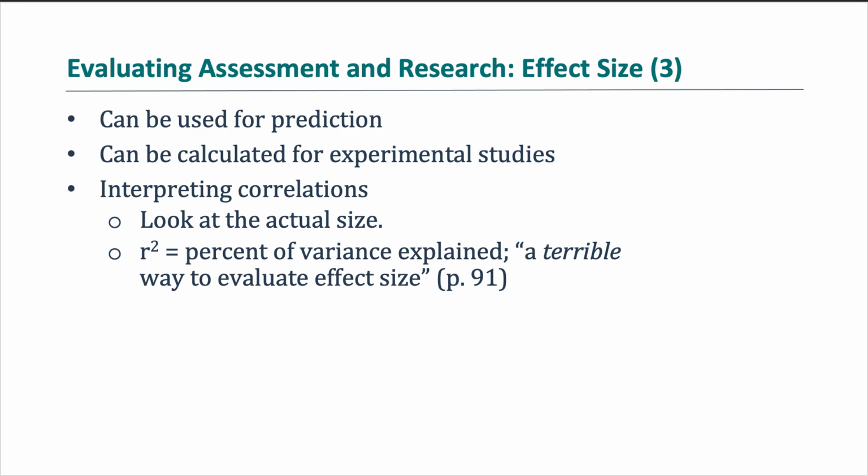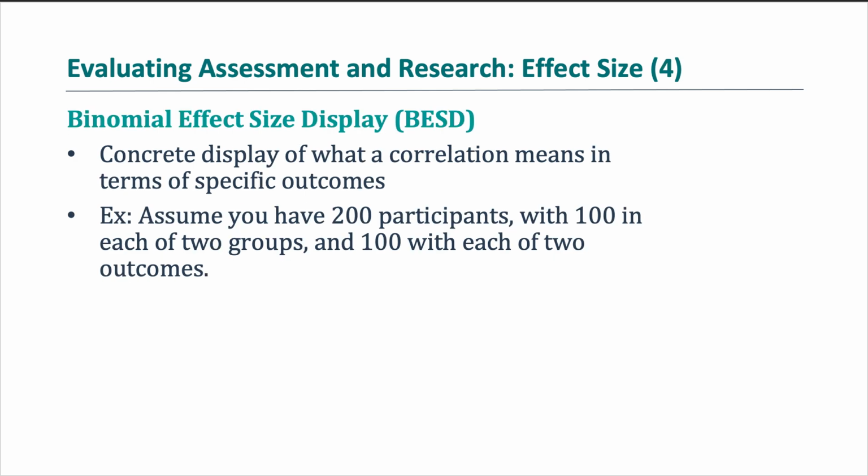Now, one way of doing this is through what we call R squared, or the coefficient of determination. You might have remembered that from a past stat class. And the book basically says that this is a pretty terrible way of evaluating effect size by doing that kind of calculation. So what kind of calculation do personality inventories or personality assessments usually do? Well, really what we do is a lot of BESDs, or binomial effect size display.